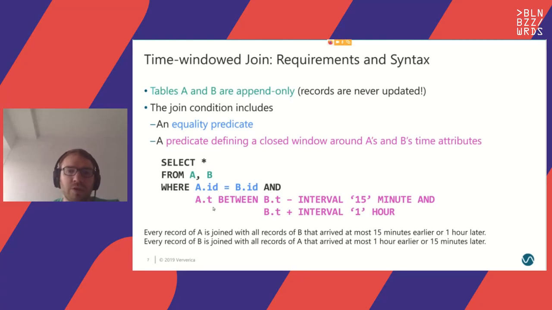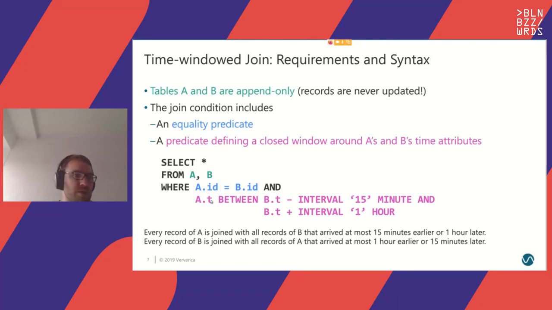The easiest way to specify this is if you have A.T and B.T as the time attributes of A and B. Then you can specify that the time attribute of A should be between the time attribute of B.T minus some interval and B.T plus some interval. This way you form a closed range, because you're specifying a lower bound and an upper bound that A has to match against.